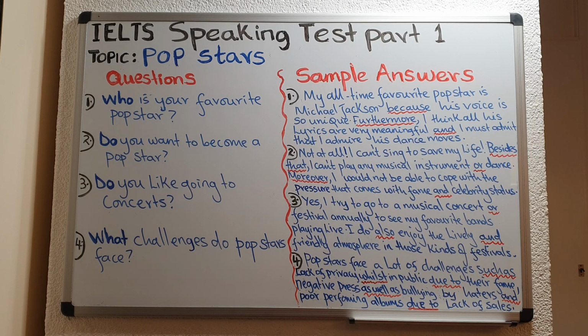Instead of using due to, you can simply use because. Lack of privacy whilst in public because of their fame. And then poor performing albums due to lack of sales. You can also say poor performing albums because of lack of sales.